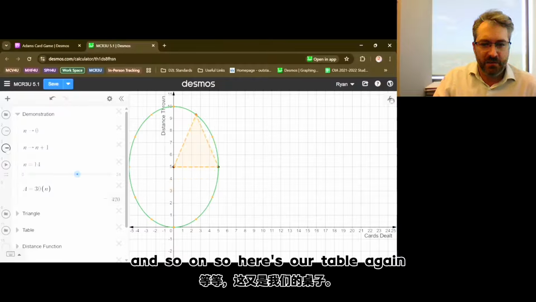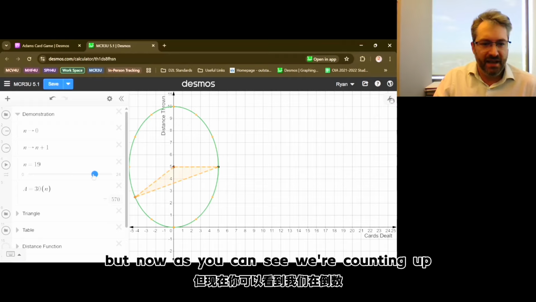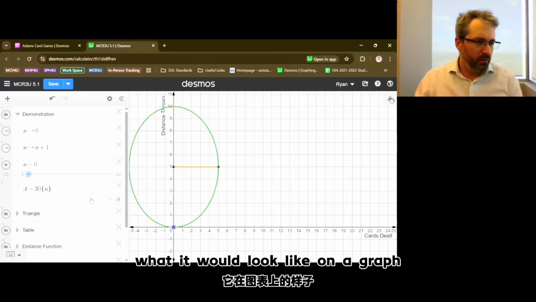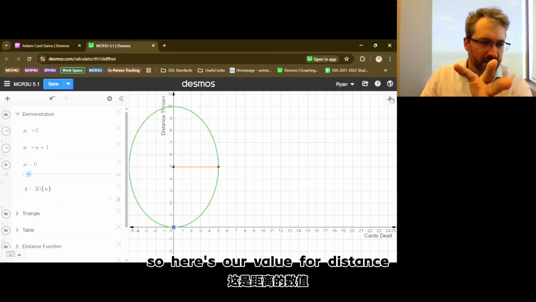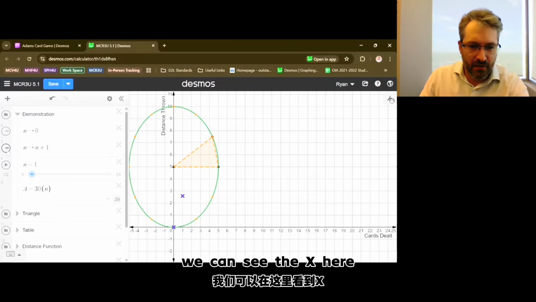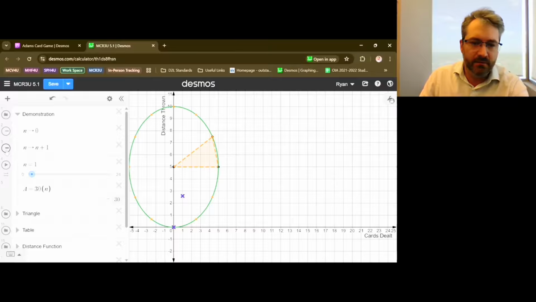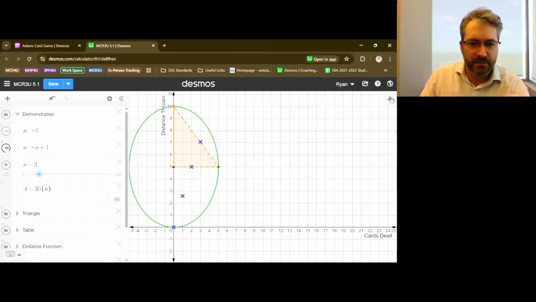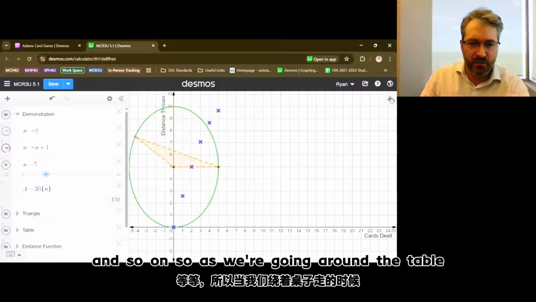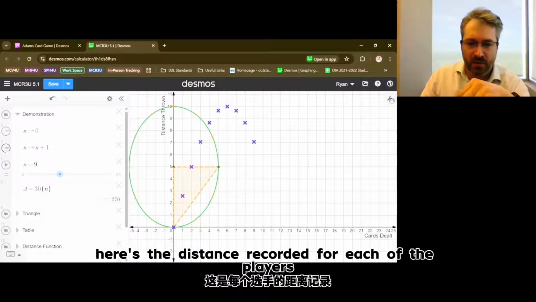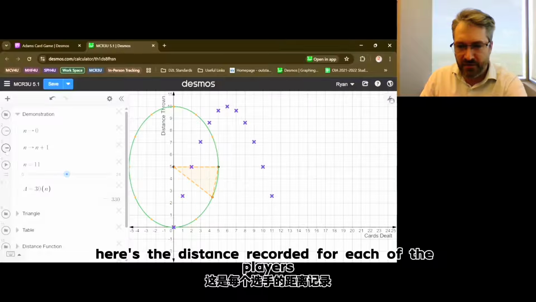So here's our table again. But now, as you can see, we're counting up, and that's because we're going to look at what it would look like on a graph. So here's our value over distance. The next step, we can see the x here. It's about 2.6. And then the next x, 5, and so on. So as we're going around the table, here's the distance recorded for each of the players.